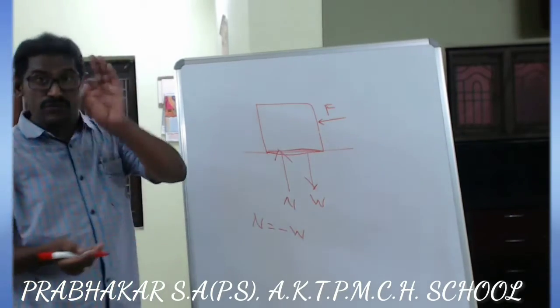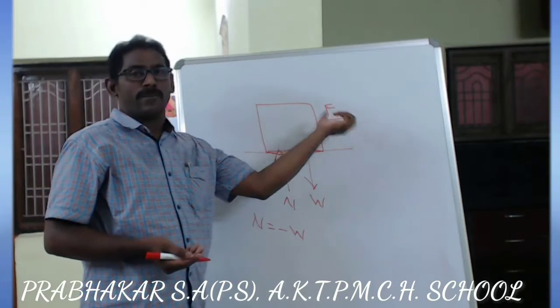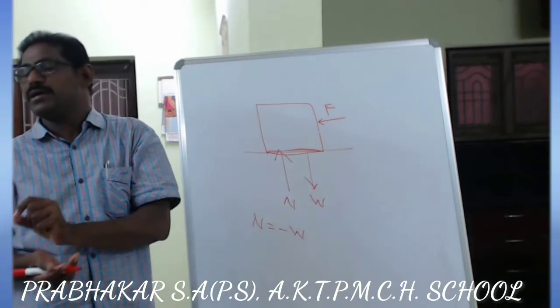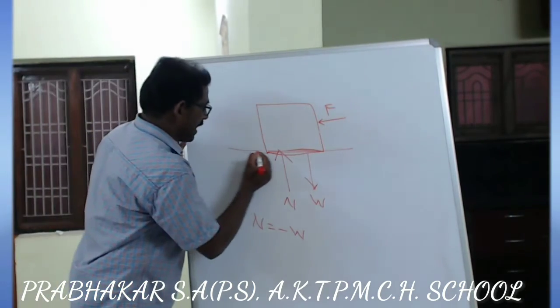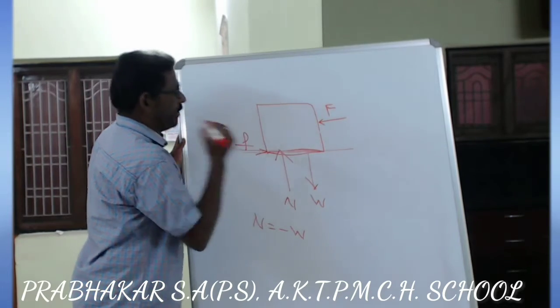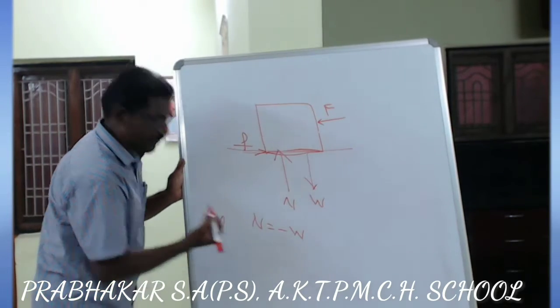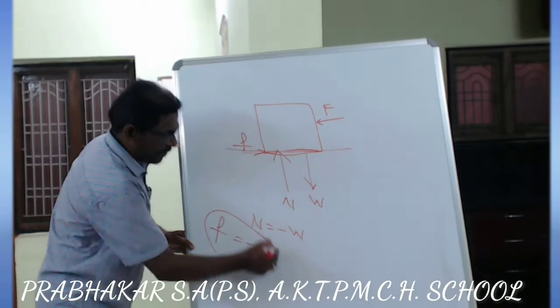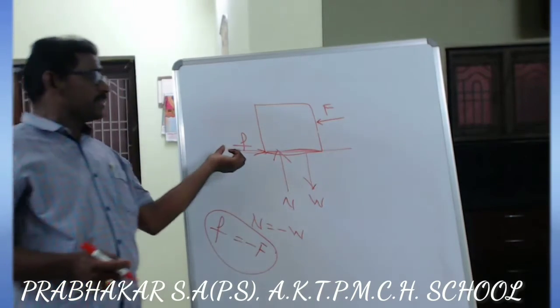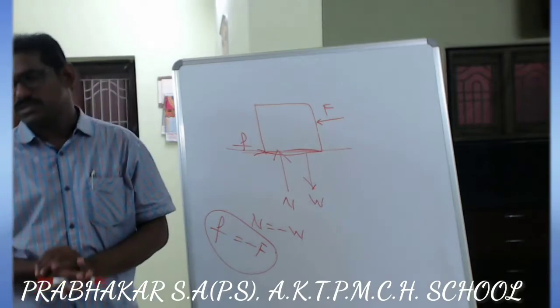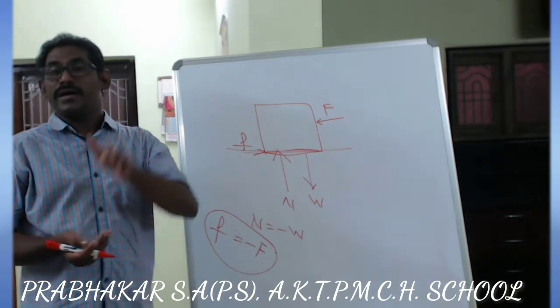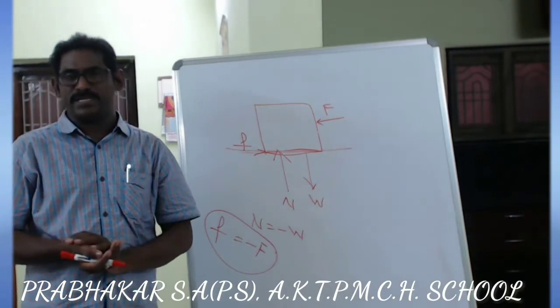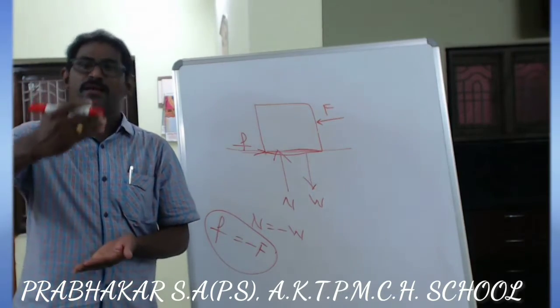Now which force balances the applied force? That force is nothing but the frictional force, which acts opposite to the applied force. Here small f is the friction force, which is equal and in the opposite direction to the applied force. So the friction force is the force which opposes the relative motion of an object on the surface of another.